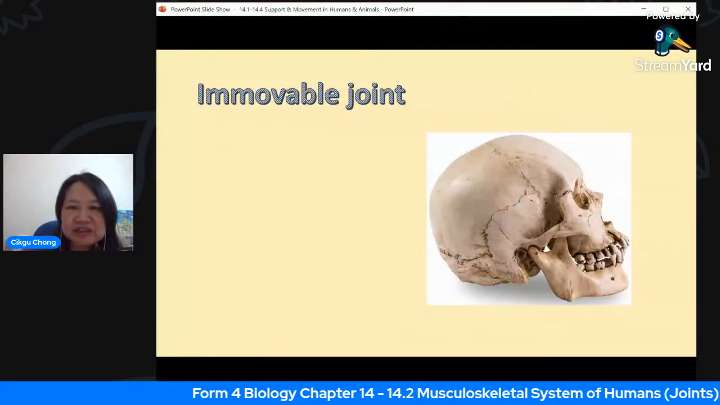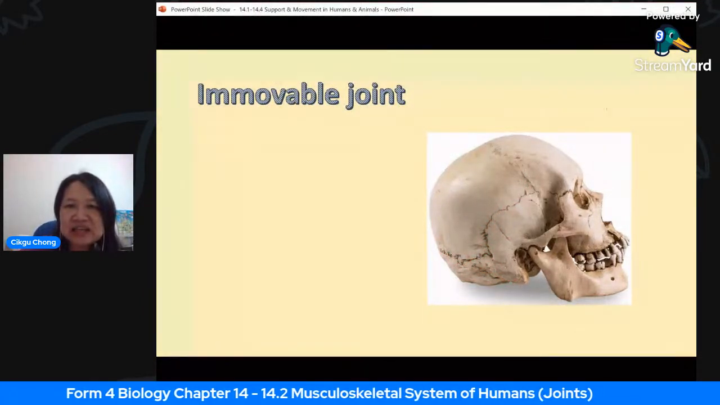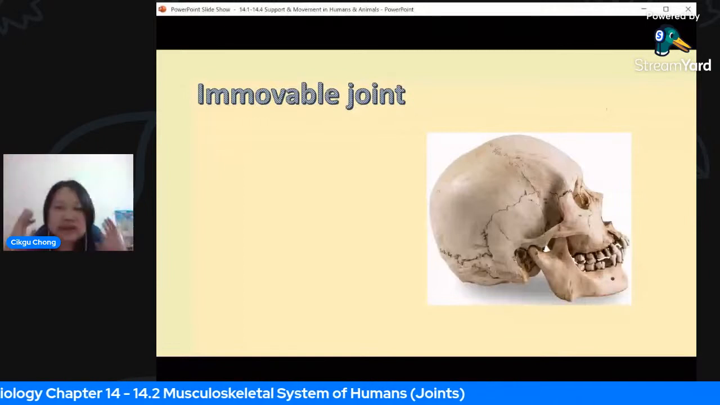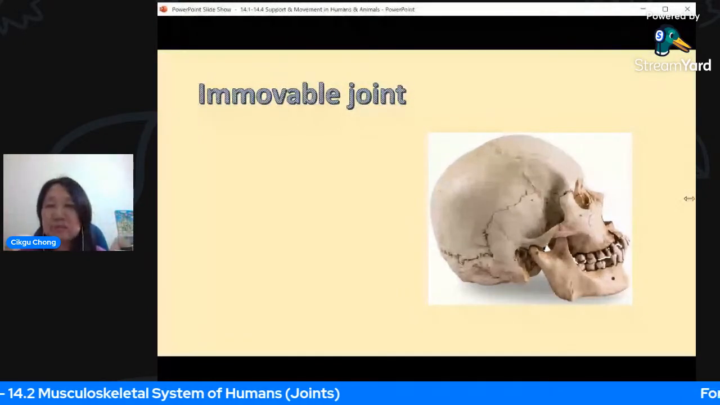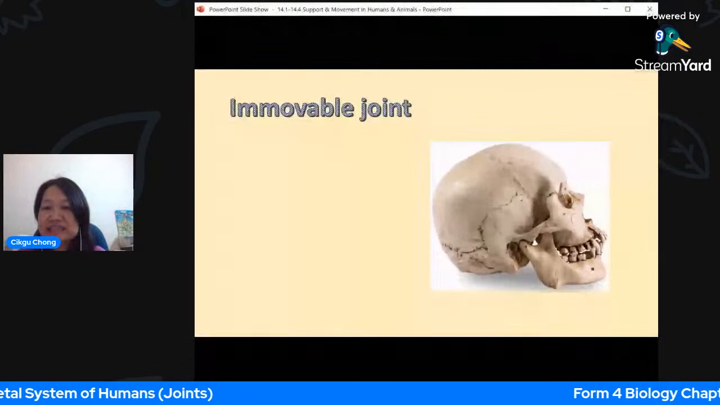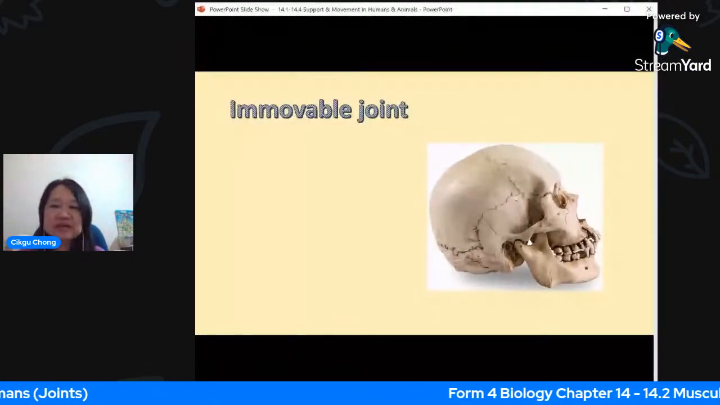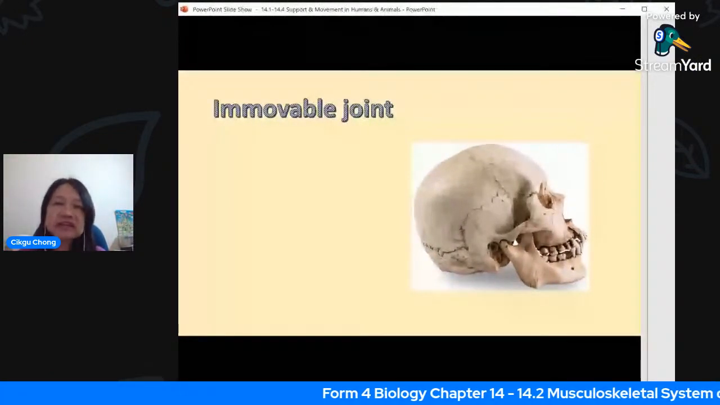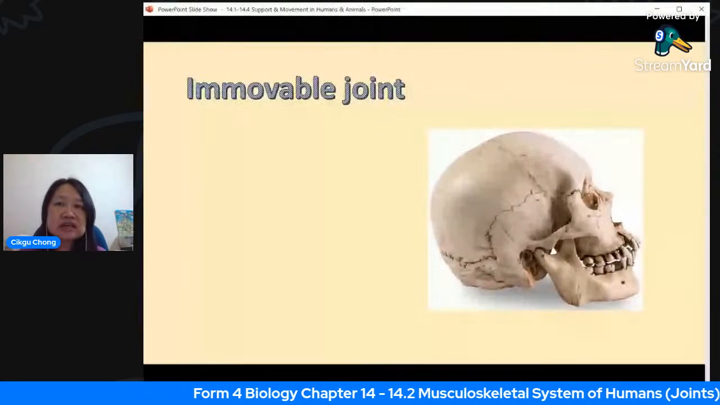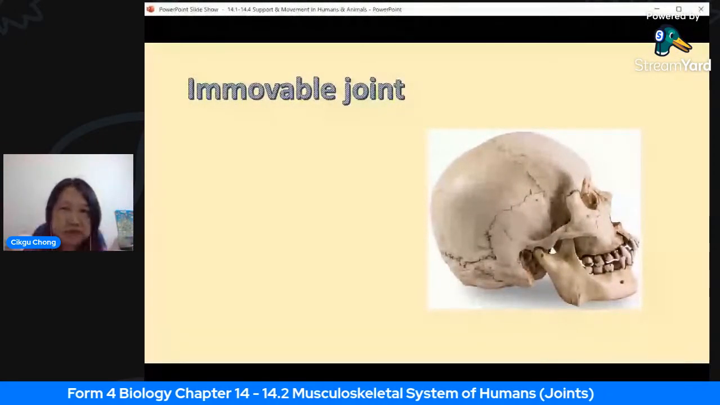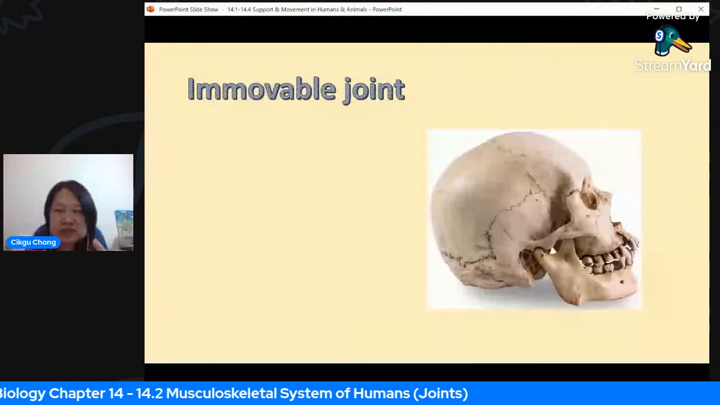This is a special bone. It actually protects your brain. What do we call this bone? This is called a skull. Yes, correct. It's called skull. A skull is a general name, but if you want to be more scientific, this name is called cranium.